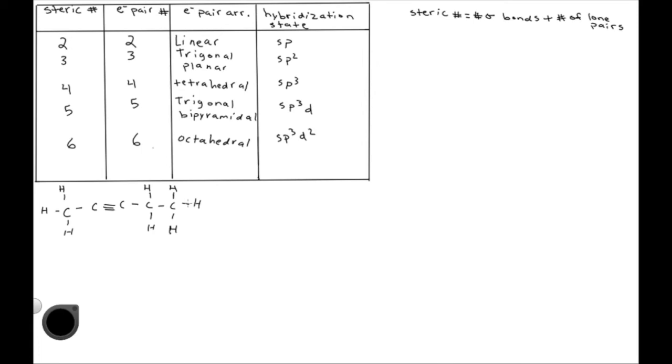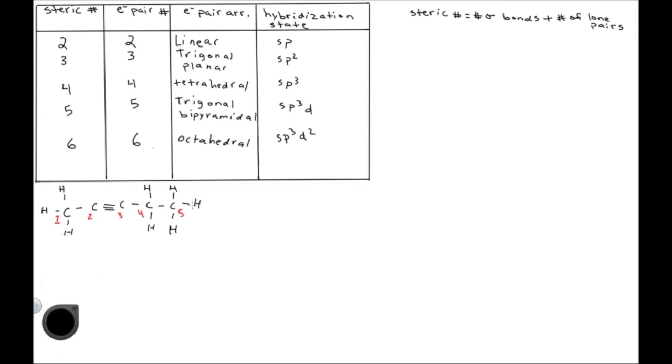So here's our molecule, and let's label the carbons from 1 to 5, left to right. So we have carbon 1, carbon 2, carbon 3, carbon 4, and then carbon 5. So let's start with carbon 1.